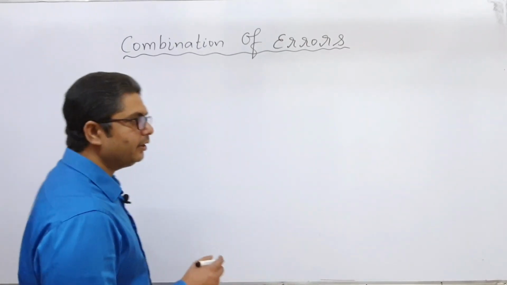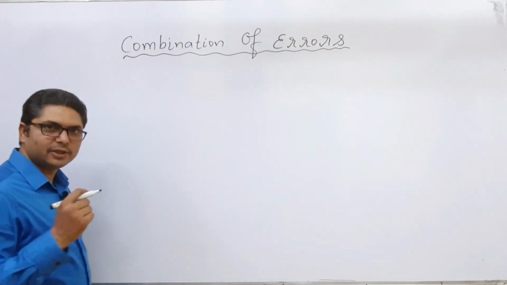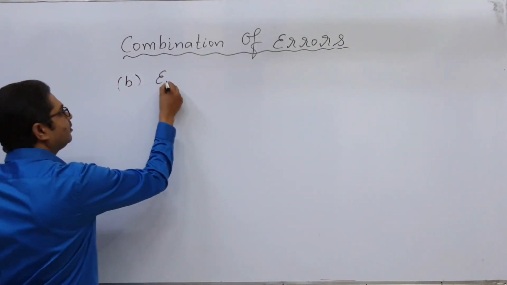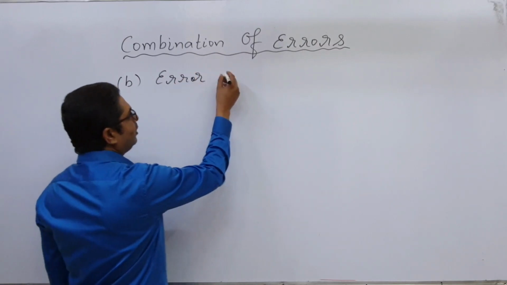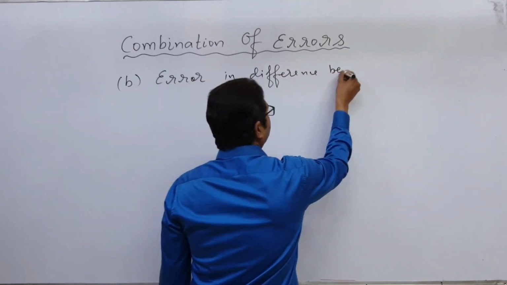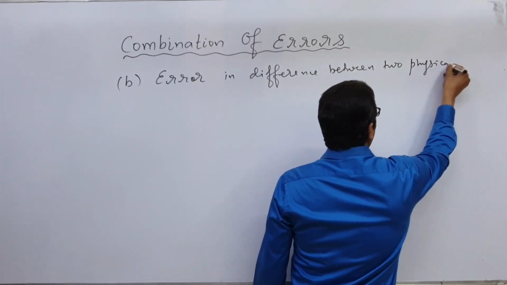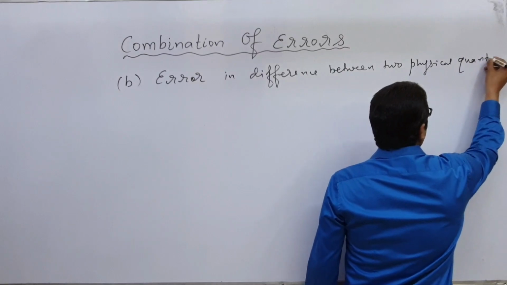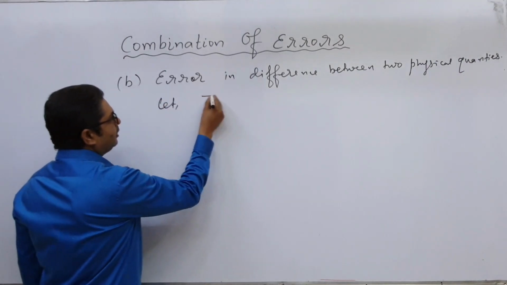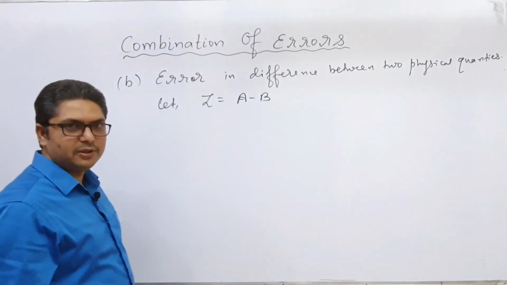Number second is error in difference between two physical quantities, that is subtraction between two physical quantities. Let Z is equal to A minus B, here A and B are two physical quantities.